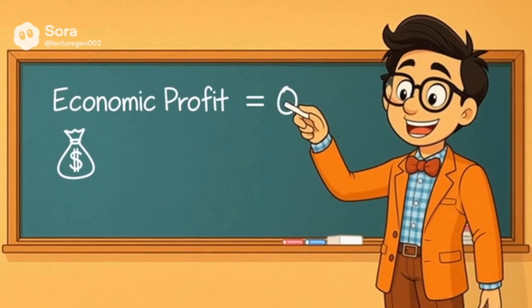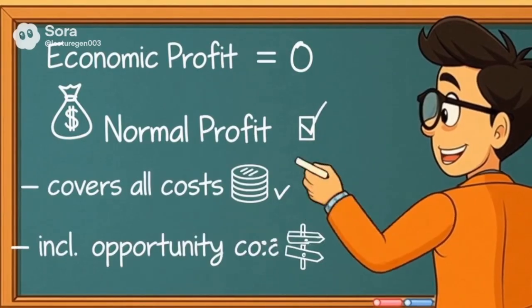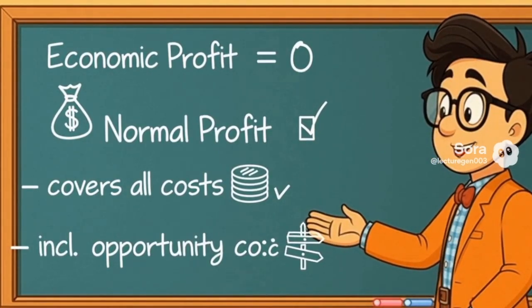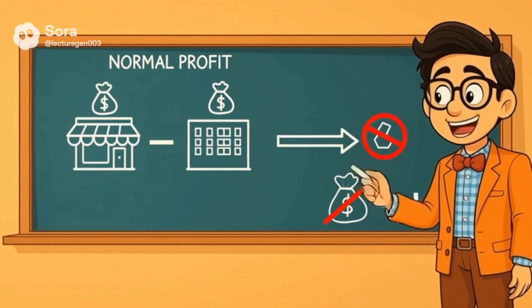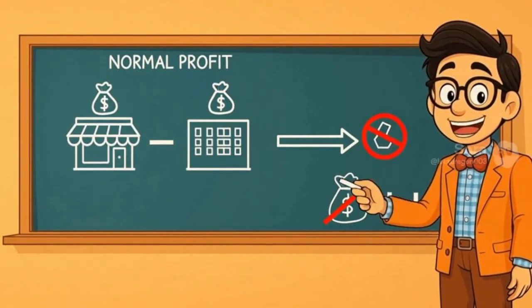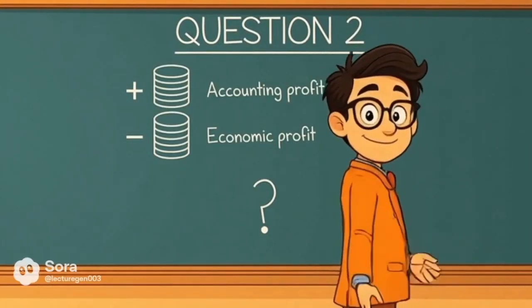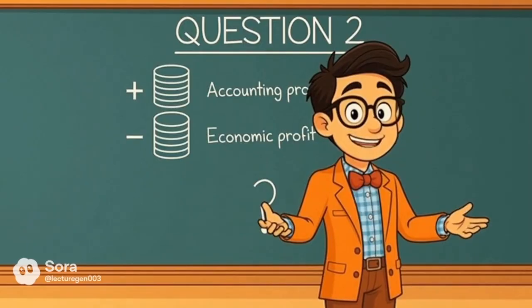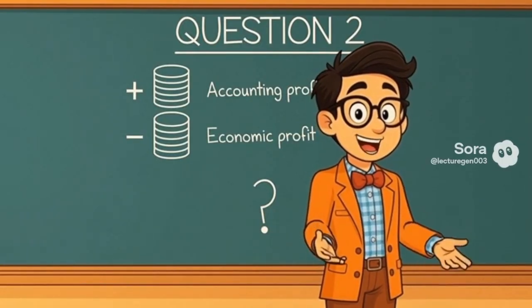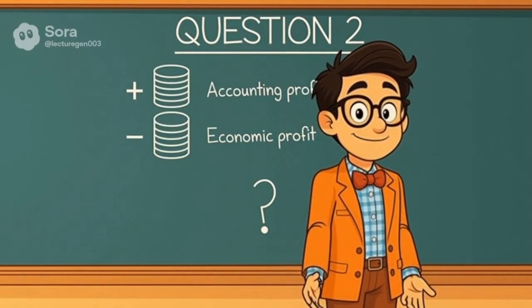If economic profit is zero, the firm is earning a normal profit, just enough to cover all costs, including opportunity costs. That means the business is doing as well as it could elsewhere, no incentive to leave the industry, but no excess return either. Here's question 2. If a firm's accounting profit is positive, but its economic profit is negative, what does that tell us?